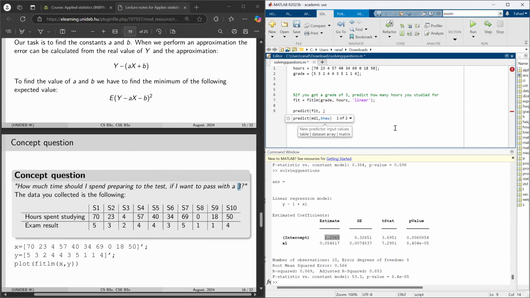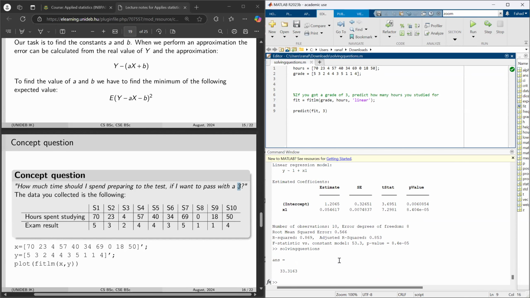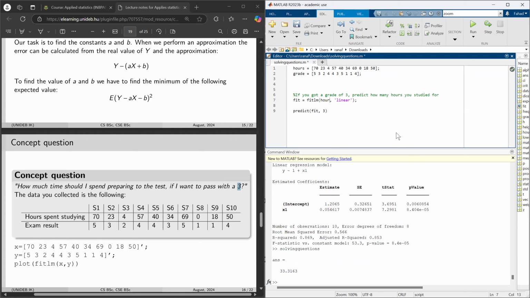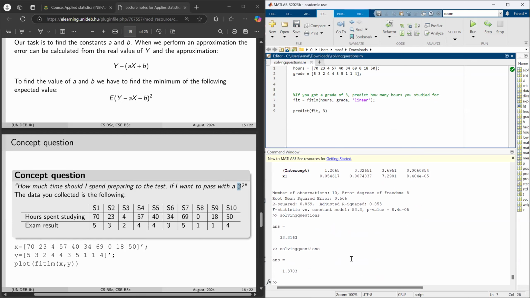And then what is given? We have the grade given, and we want to predict how many hours it will take. Okay, now we run this. It says we should study for around 33 hours if you want to get a 3, based on this data. Now, let's see what happens if I flip the hours and the grade, like if somebody messes up the order. It would say 1.3 hours to get a 3, and you already know that's messed up. But yeah, given comes first. Okay, so that's the prediction.